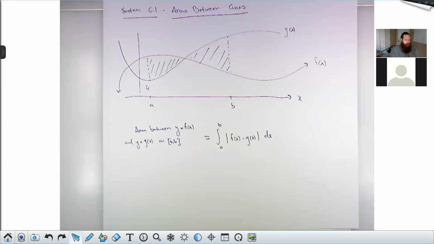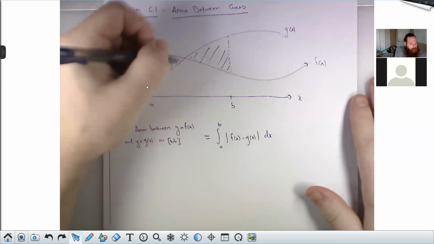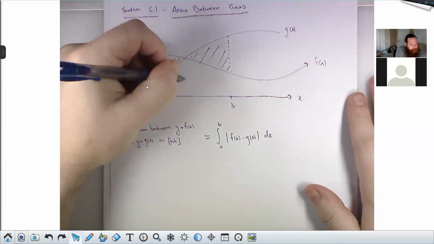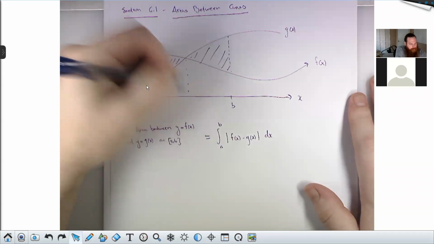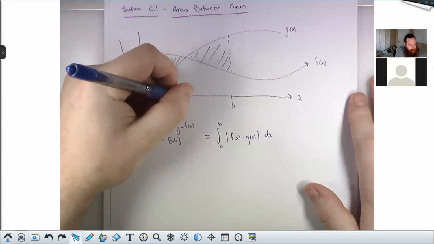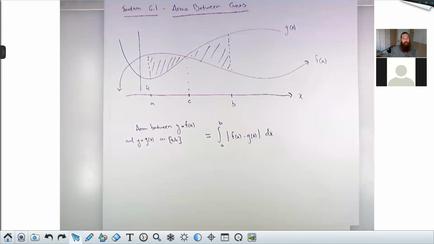And the more clever way to do this, I think, is to go ahead and identify anywhere that these guys trade places. So I'll call that c. And then you integrate the upper minus the lower. That's the idea. And this formula will give you that. The truth is that the absolute value of f minus g is either f minus g or g minus f. It's one of those two things.